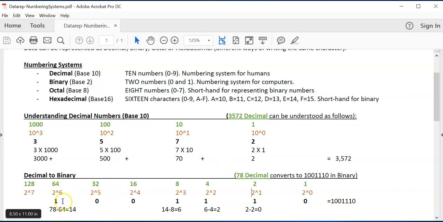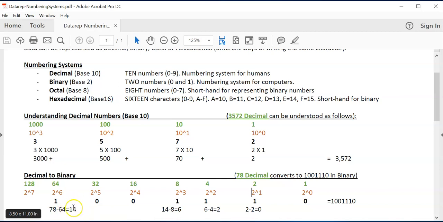How do you indicate you're picking that block? You put a 1 here. So 64, I picked that, so I put a 1. So what's left over now? We were trying to make 78. We've already picked 64. So 78 minus 64 is 14. We still need to pick enough to make 14.